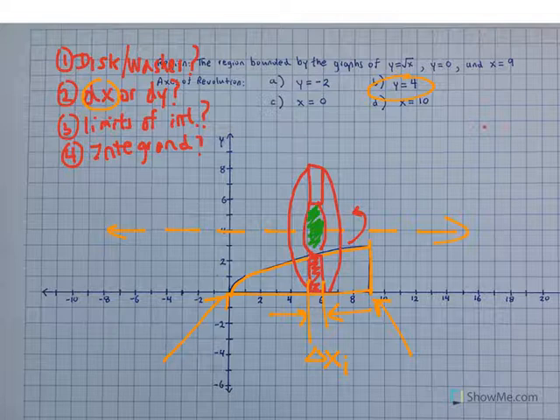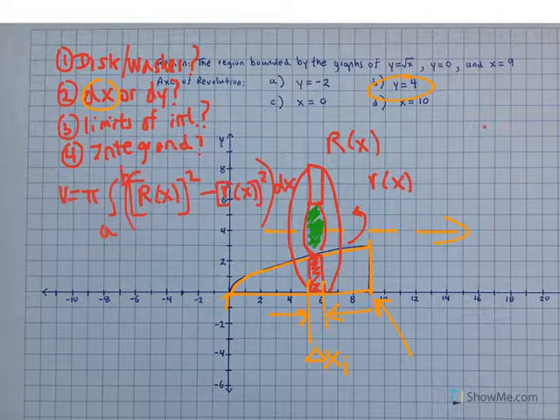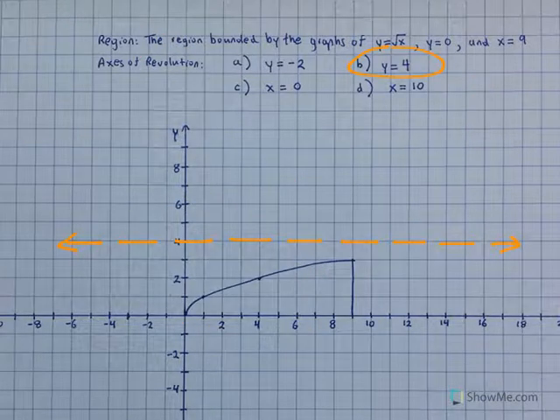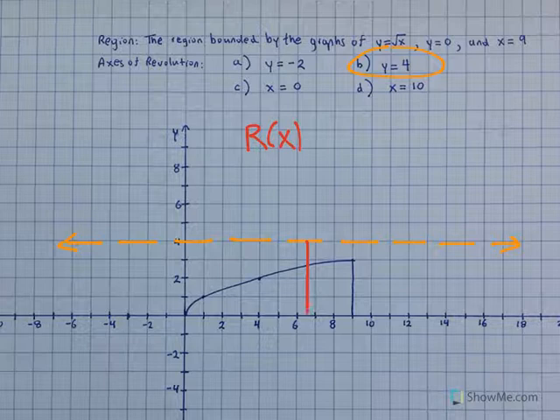And finally, what should be the integrand? So for the integrand, we need uppercase R of x and lowercase r of x. What is uppercase R of x? It's the distance from the axis of revolution to the outside edge of the washer, and lowercase r of x is the distance from the axis of revolution to the inside edge of the washer. So we're going to find uppercase R of x. It's the distance from the axis of revolution to the outside edge of the washer.